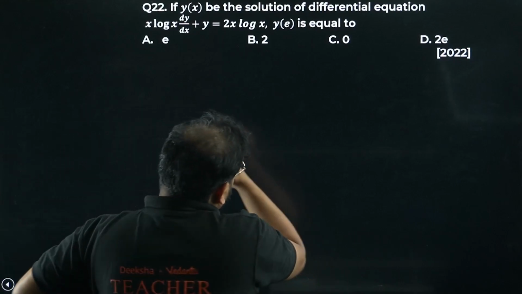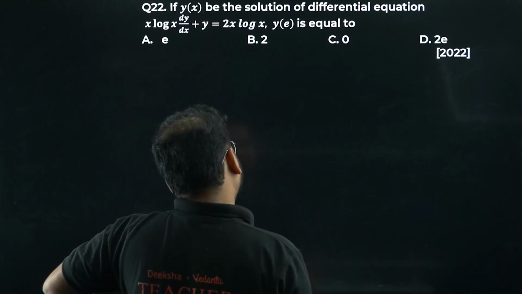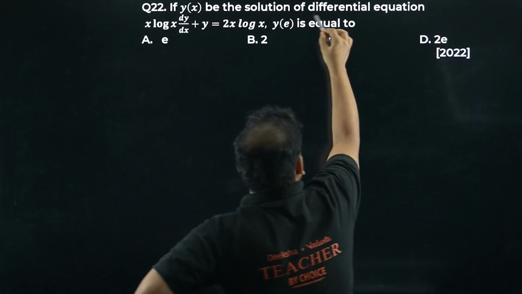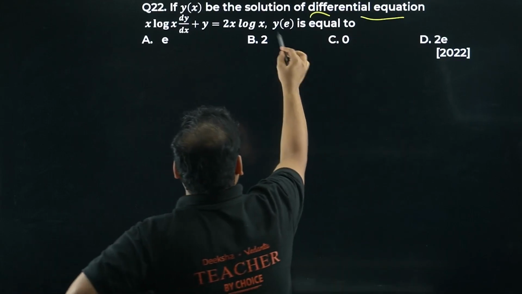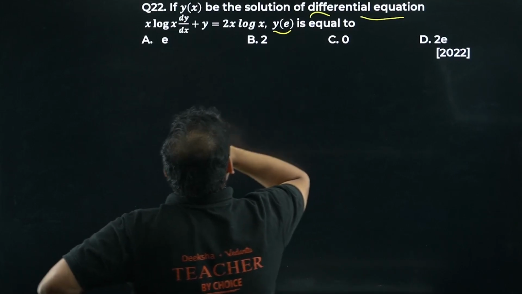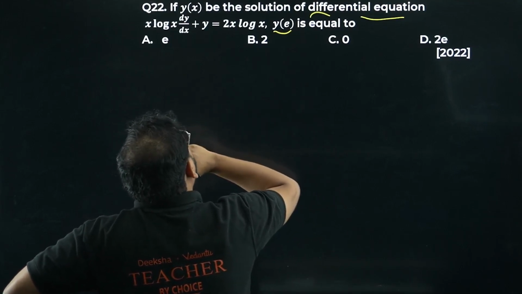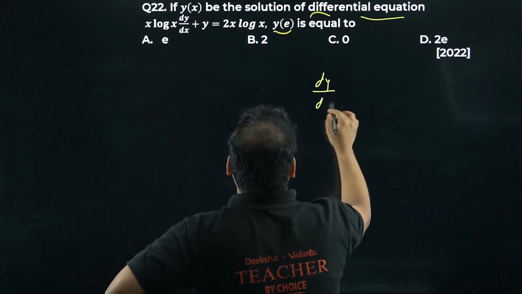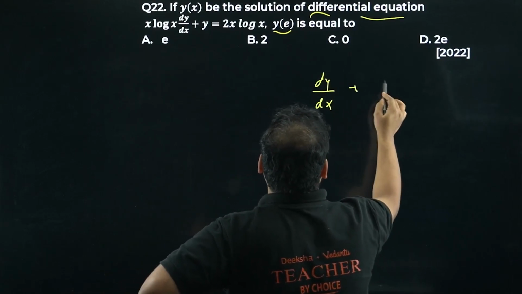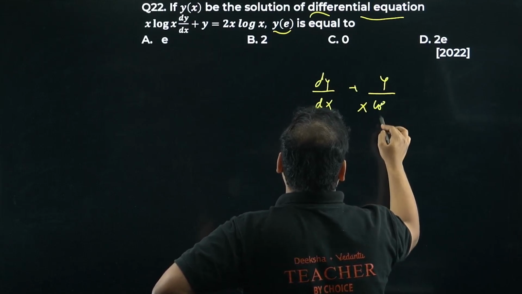If y(x) is the solution of the given differential equation, find the value of y(e). Excellent question. Please check. Divide by x log x. What I'm getting is dy/dx plus y upon x log x.